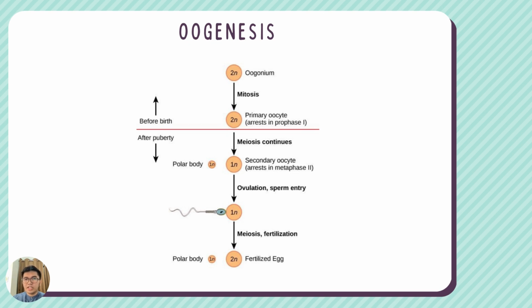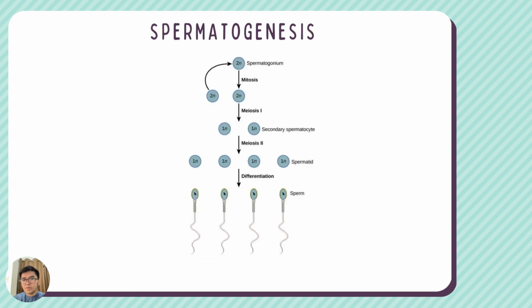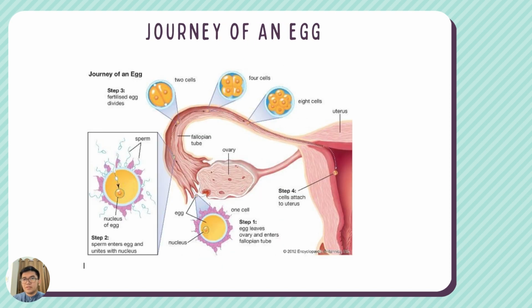You can see here we have the oogenesis structures and process. Next, we have the spermatogenesis process. Here we have the journey of the egg, the egg only.